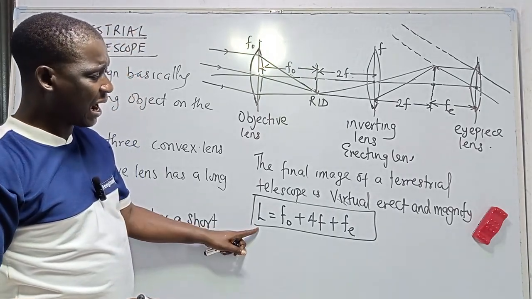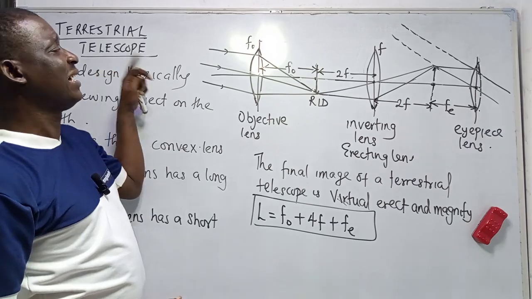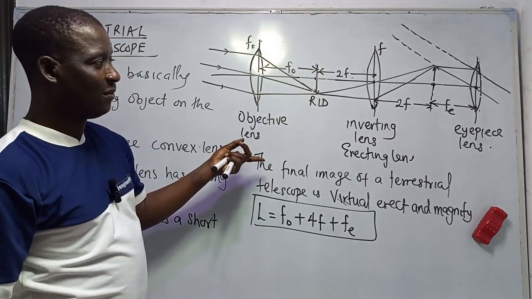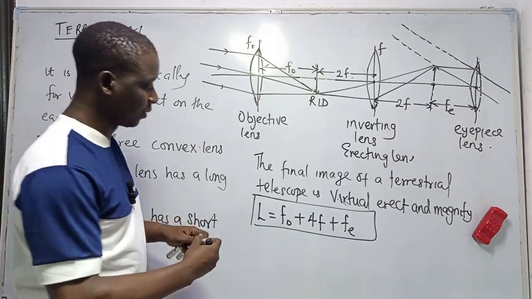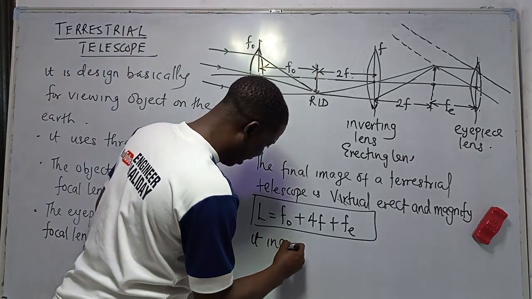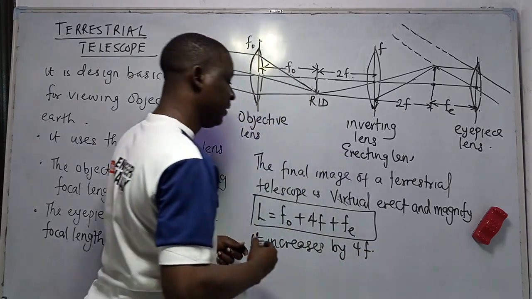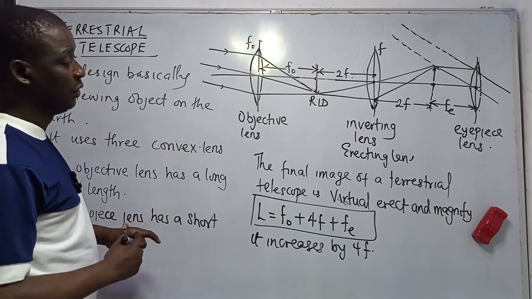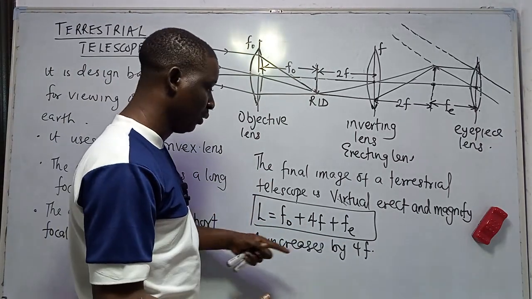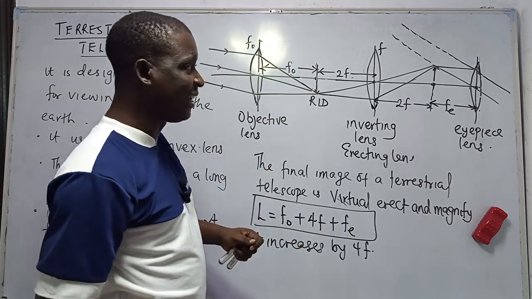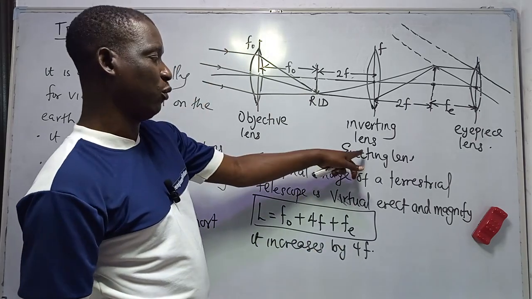Now, if they ask by how many is the length of a terrestrial telescope increased compared to the astronomical telescope, it increases by 4f. Please take note of that. It increases by 4f. So the difference between the astronomical telescope and the terrestrial telescope in the length between the lenses is just 4f.